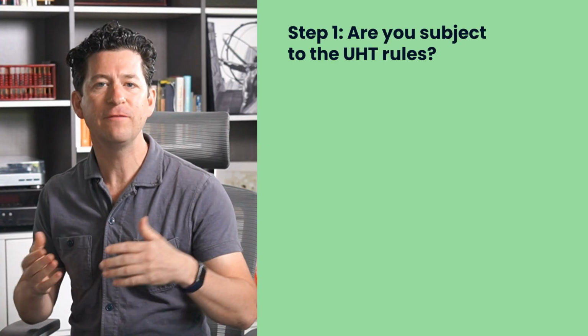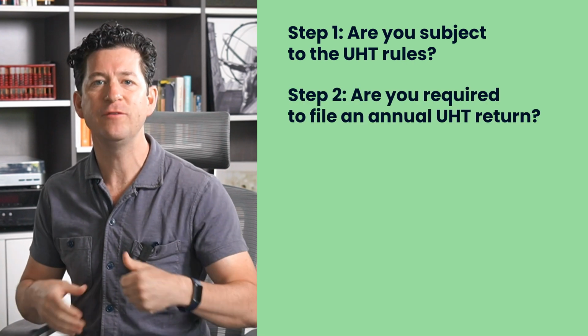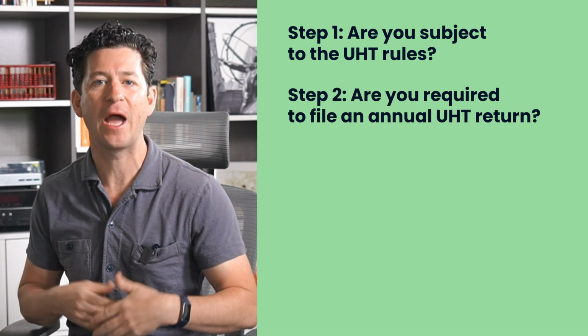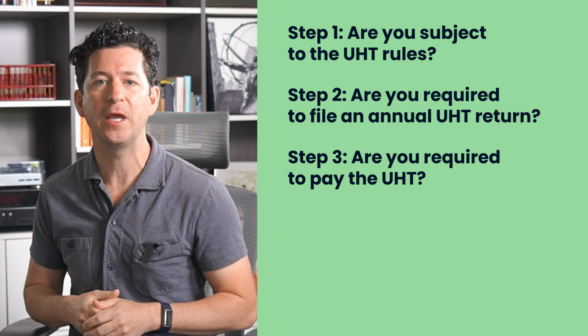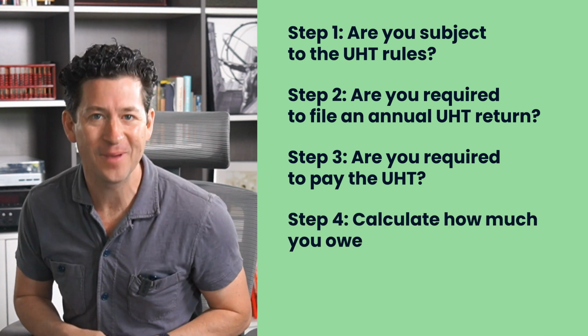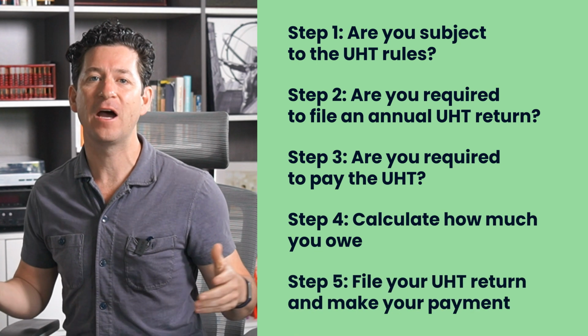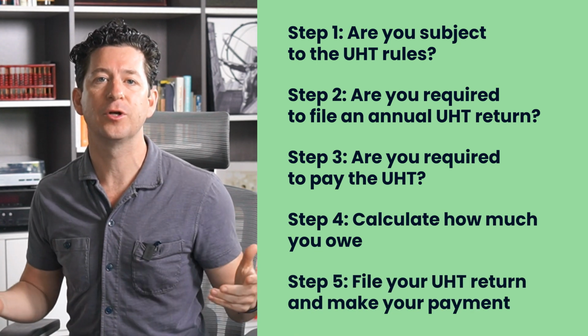Next up, we'll dive into who has to file a UHT return and who will have to pay the underused housing tax. Some people, affected owners, are required to file a UHT return. However, only a small percentage of UHT filers will actually owe any UHT. To determine your UHT obligations, follow these 5 steps. Step 1, determine if you are subject to the UHT rules. Step 2, if you are subject to the UHT rules, determine if you have to file a UHT return. Step 3, if you do have to file a return, determine if you need to also pay UHT. Step 4, if you have to pay UHT, calculate how much you owe. And step 5, once you know how much you have to pay, file your return and make your payment.